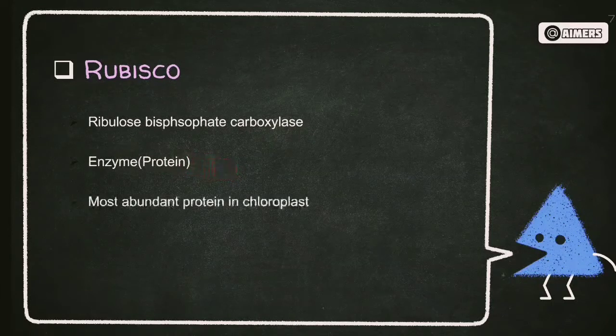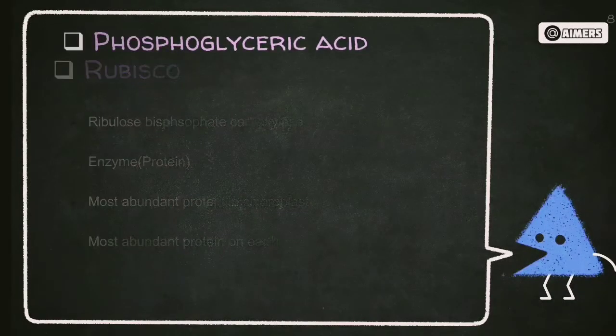The next point is that it is the most abundant protein in chloroplast. Okay, and you all know that enzymes are always present in the stroma of chloroplast, so it is also present in stroma. So it is the most abundant protein in chloroplast and it is also called the most abundant protein on earth. Okay, so do remember these two MCQs, that the most abundant protein in chloroplast or on earth is rubisco.